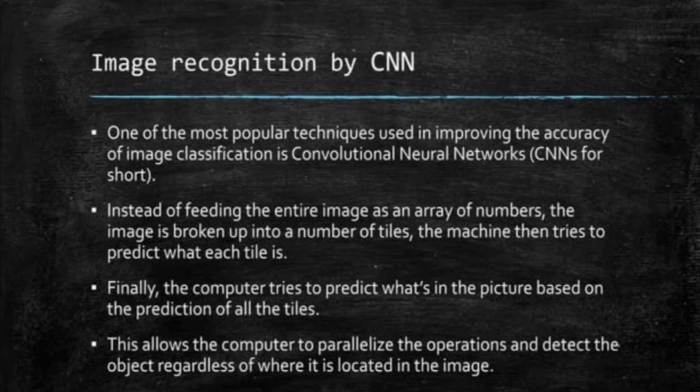Image recognition by CNN. One of the most popular techniques used in improving the accuracy of image classification is the convolutional neural network. Instead of feeding the entire image as an array of numbers, the image is broken up into a number of tiles. The machine then tries to predict what each tile is. Finally, the computer tries to predict what is in the picture based on the predictions of all tiles. This allows the computer to parallelize the operations and detect the object regardless of where it is located in the image.